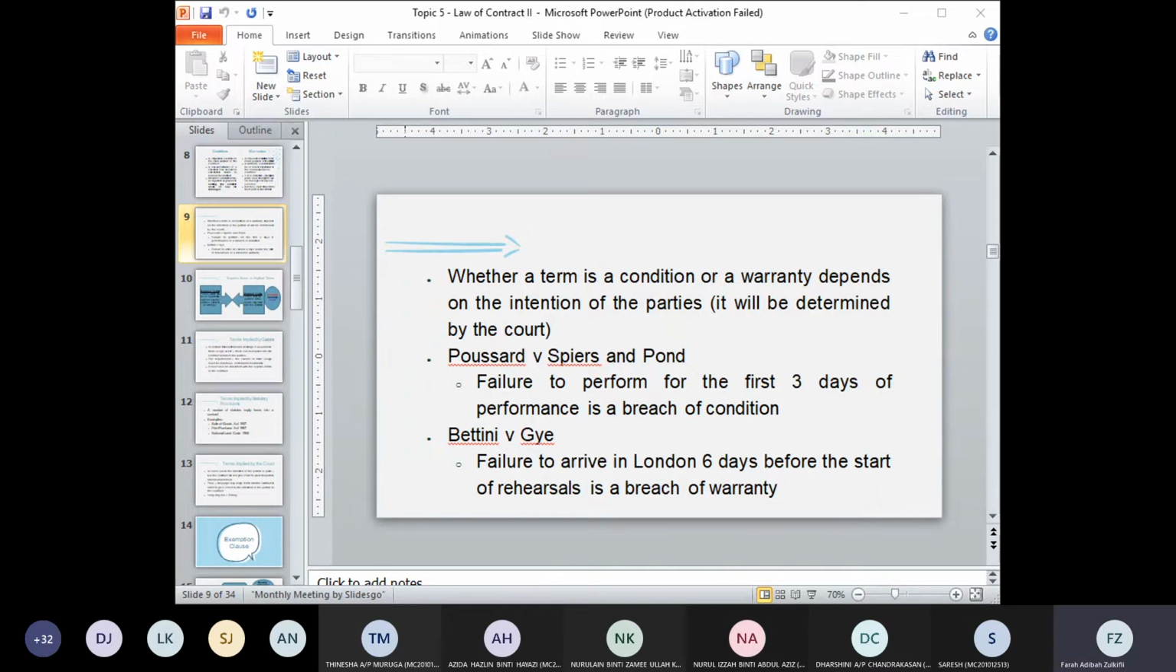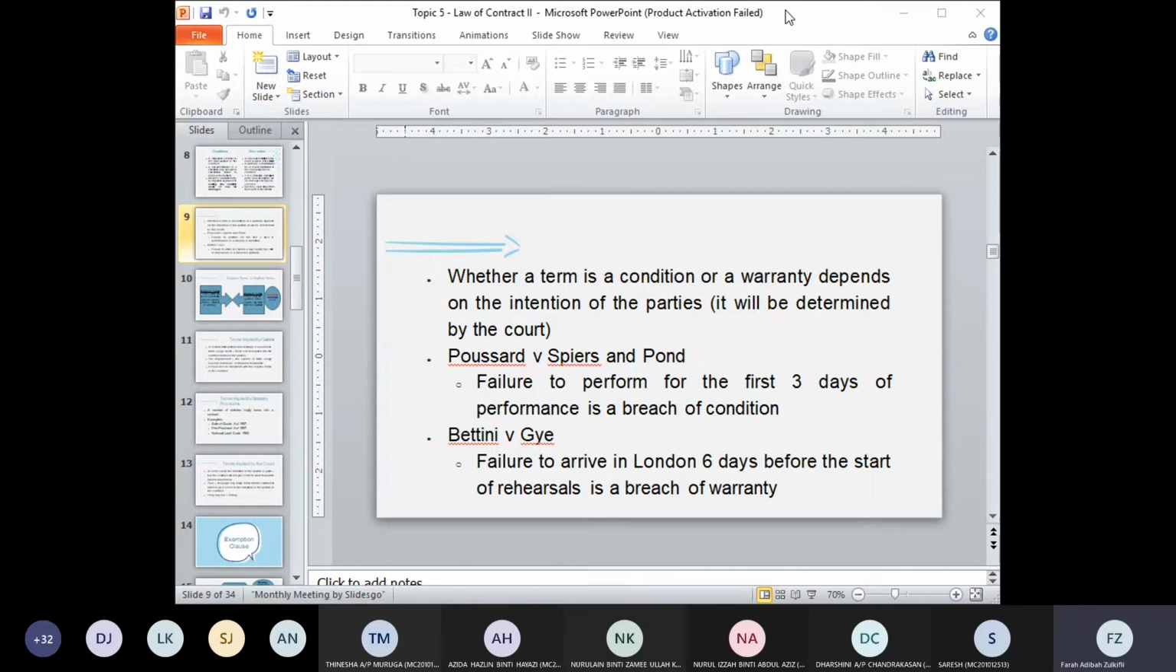In this case, the defendant is Pond, and Pond has engaged Posar to become a performer for their company for a duration of 3 months. Inside their contract, there are certain conditions. Some of the conditions are how much her salary is, when the performance will start, and what will happen if they want to re-engage her as an opera singer. There are many terms and conditions inside the contract signed between Posar and Pond.